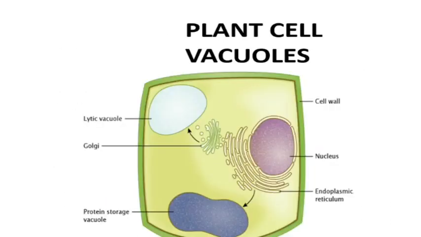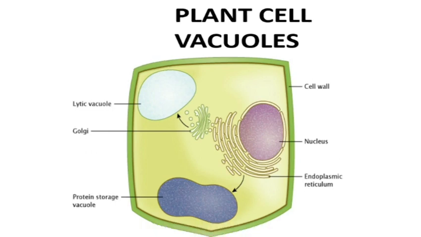Now these are the vacuoles. In the plant cell, the vacuoles are larger in size. Vacuoles are closed sacs made up of membranes, composed of organic or inorganic materials. They have no set shape or size.